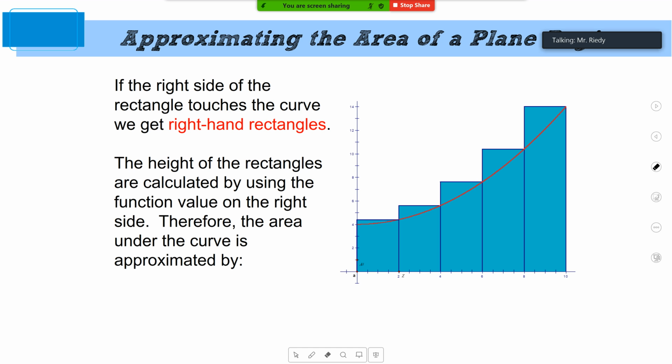But we'll deal with that later. Okay? Right-hand rectangles. And I'll show you what this looks like from start to finish in a minute when we get to the example. I just want to make sure you understand the terminology first.